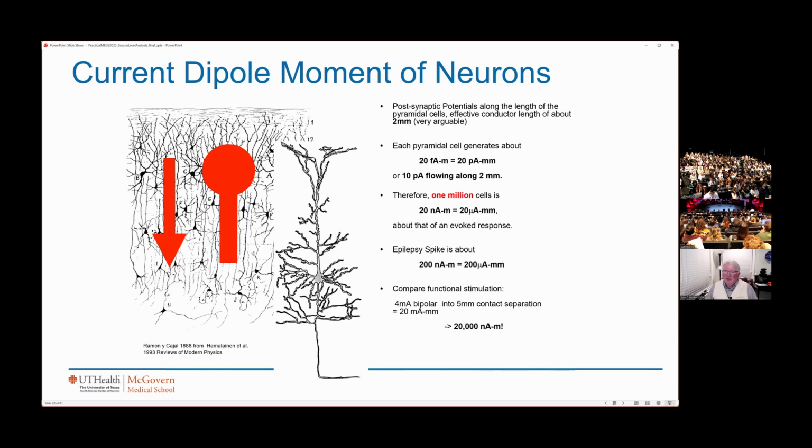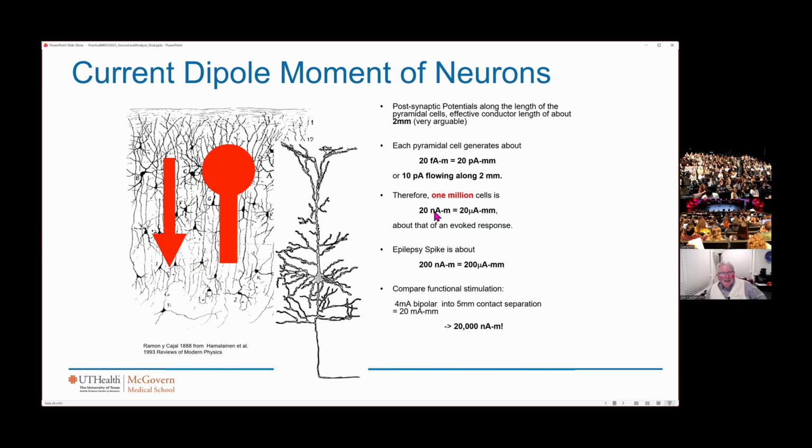If we go back to the original modeling that Matti and the other Finns did in the '93 paper, they came up, even at that time, with the pyramidal cell being thought to generate about a 20 femtoamp meter signal, one single cell. This was based on the basic finite element models at the time, and they're not differing much more than a factor of 10 these days. But what that means physically is we think it's about 10 picoamps flowing along the 2 millimeter length of this, or if its electrical length is 1 millimeter, it'd be 20 picoamps, but something like 10, 20 picoamps.